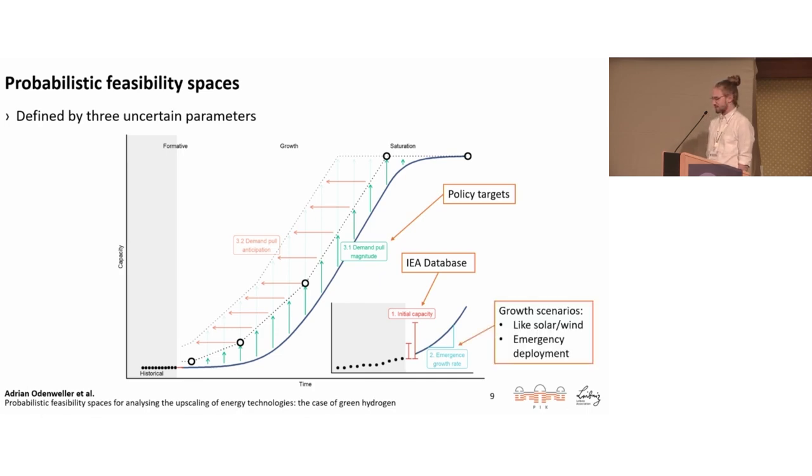And now the interesting part is the emergence growth rate. We really look at two different scenarios. That's more along the lines of a predictive what-if scenario. One of those looks at the assumption that electrolysis grows similar to solar and wind. And the other one is really an emergency deployment scenario, as I'll show you on the next slide.